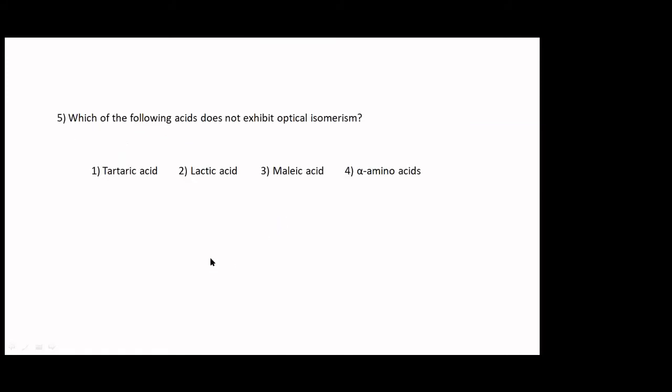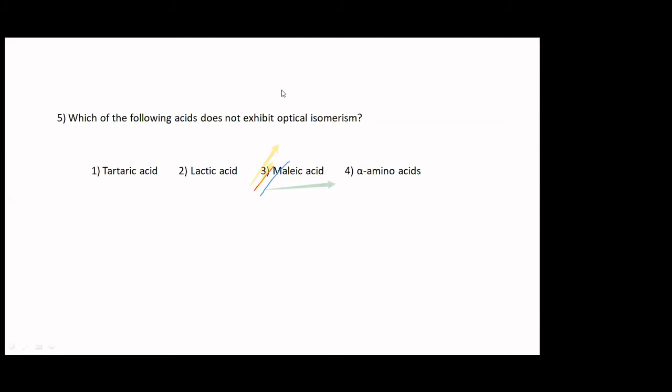Which of the following acids does not exhibit optical isomerism? This one also I had taken, but I think we did not explain it properly, right? Malic acid, tartaric acid. What kind of isomerism can it show? Tartaric acid, lactic acid, and alpha amino acids. You should know the malic acid. I think we have taken all this. Okay, fine. So hope this is clear to you, all of you.